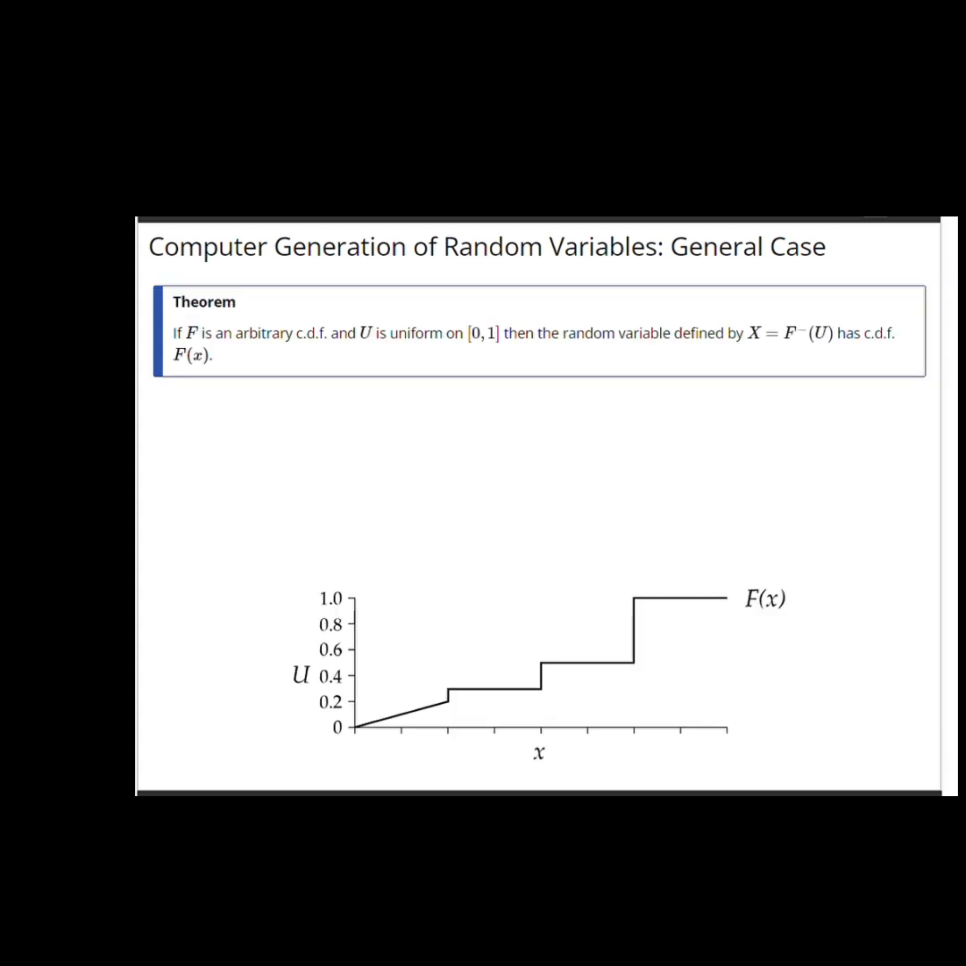Computer generation of random variables. The general case. Suppose we have an arbitrary cumulative distribution function F(x), and we're given a uniform random variable U generated on the interval between 0 and 1.